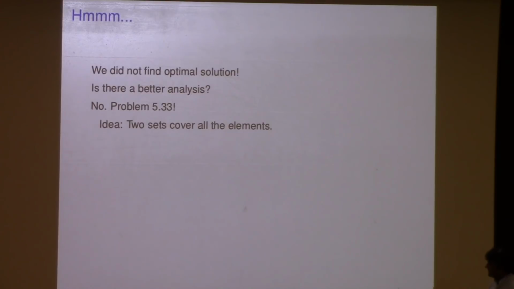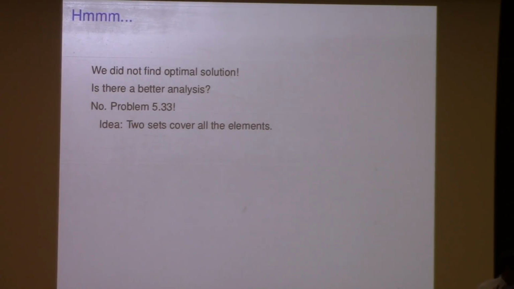Let's think about an instance where you have a whole set of items, and you have a solution where the first half are covered by one set and the second half are covered by another set. So the solution has cost 2, right?